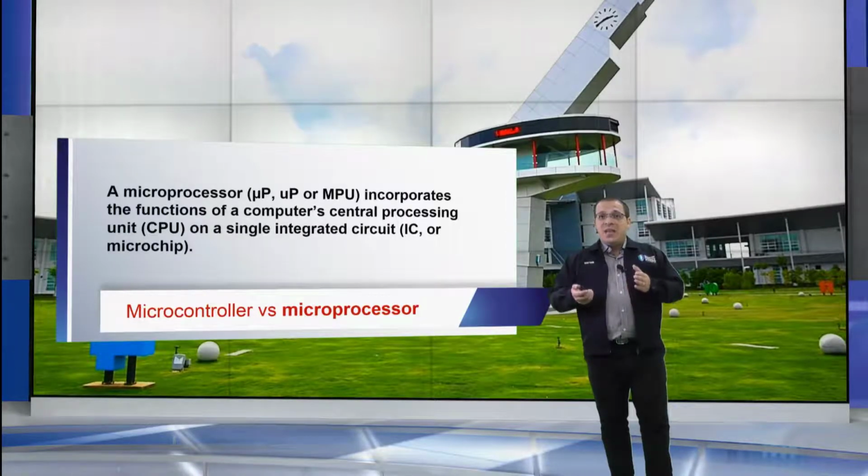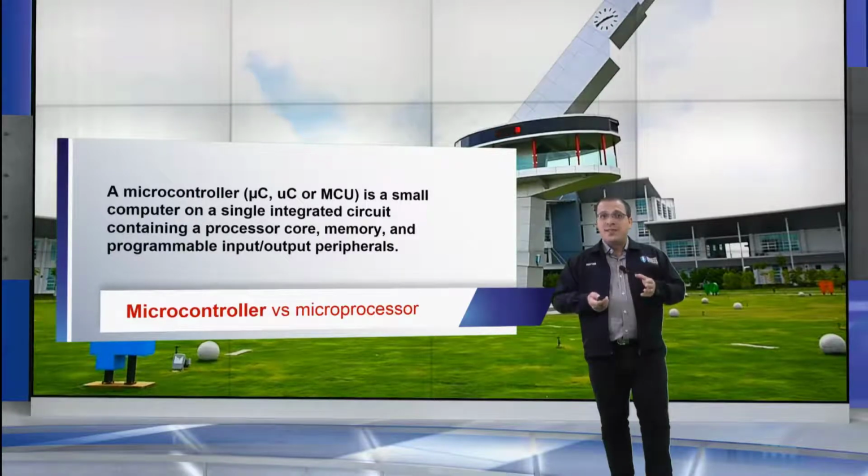Now, when we speak about microprocessor and microcontroller, it's a little bit confusing. So what is the difference between a microprocessor and a microcontroller? A microprocessor incorporates the function of a computer's central processing unit. The central processing unit is the microprocessor in most computers nowadays. It's a single integrated circuit or microchip. A microcontroller is a small computer. So the microprocessor is part of the computer, but the microcontroller is a complete computer because it has the microprocessor besides memory, programmable input and output, and other peripherals.